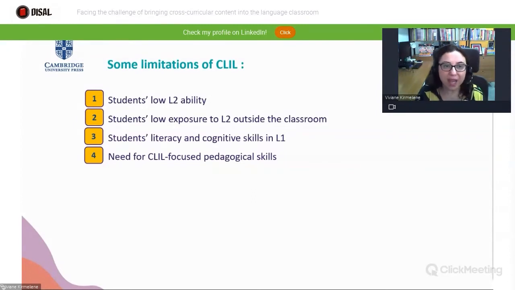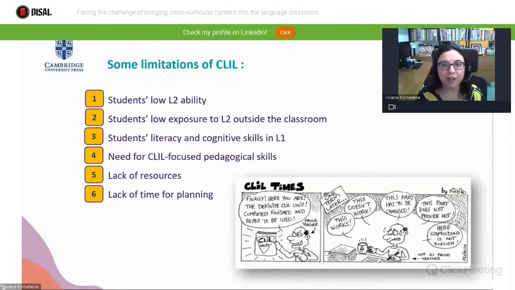We as teachers need to have CLIL focused pedagogical skills. So we need to learn how to teach CLIL, and we have to dedicate time to that, to reading, taking courses, etc. There might be a lack of resources because, for example, if you're going to teach about the solar system, you have to find good resources for students to learn. Maybe you have to prepare a worksheet for students to take home, and then lack of time for planning. CLIL classes are not difficult to plan, but they might take a long time. And here we have another cartoon by our dear Spanish teacher.